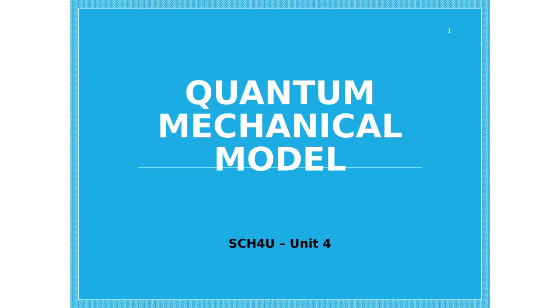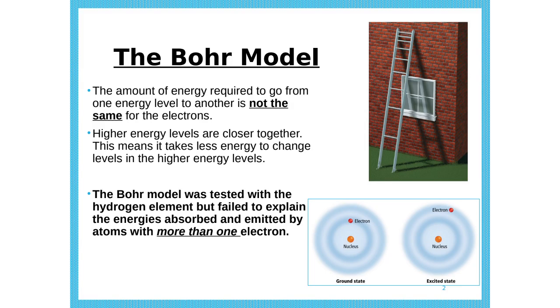Today's lesson goes into detail on the quantum mechanical model of the atom. We recall that the Bohr model of the atom developed the concept of energy levels. And we also are aware that Bohr's model was good, but failed to explain the energies absorbed and emitted by atoms with more than one electron, or why we saw multiple lines of the same color within an electron spectra.